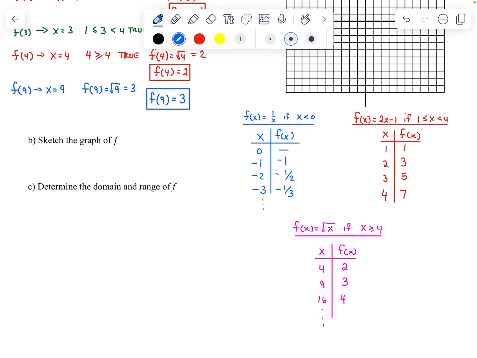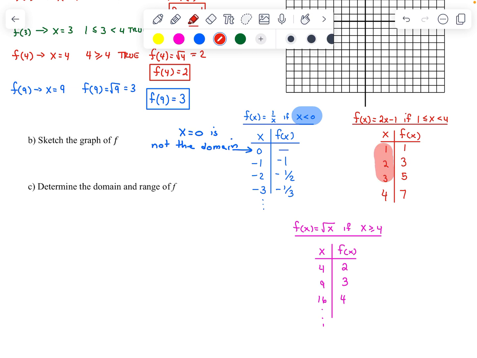Okay, a couple of things to notice. In the table of values in blue, x is equal to 0 is not in the domain. And that is for two reasons. One is because x is strictly less than 0, and the other reason is because 1 divided by 0 is undefined.